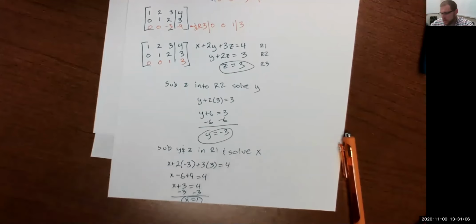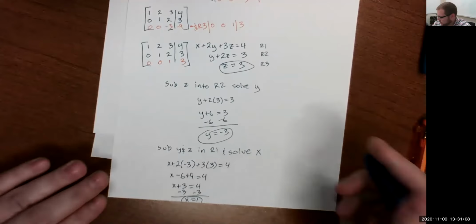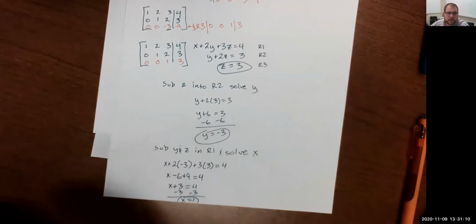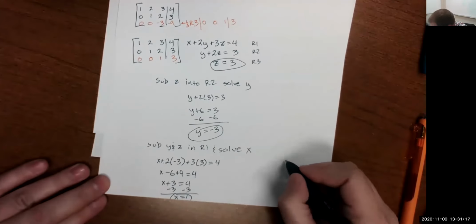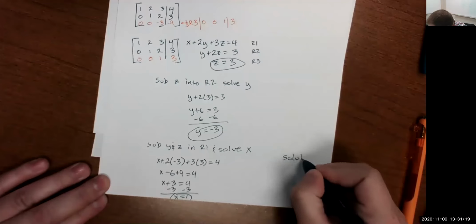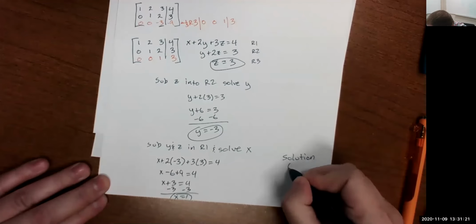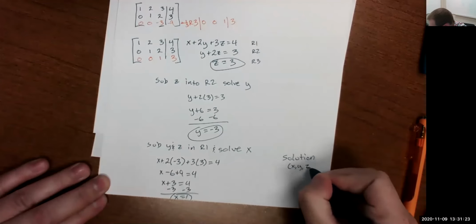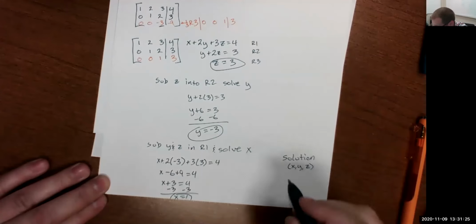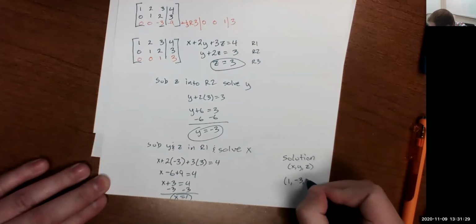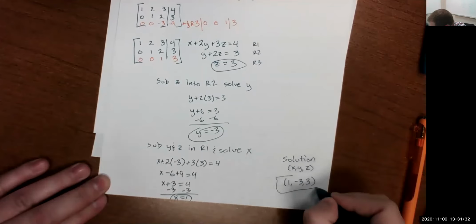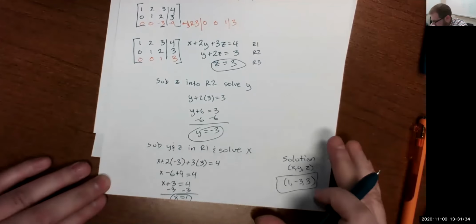Now, when we're talking about these, this is a 3-dimensional graph where we have 3 planes intersecting, and they intersect at a point. So we're going to write this solution in X, Y, Z form. Because it is a point, I want to set my X is 1, my Y is -3, and my Z is 3. And that is done there.